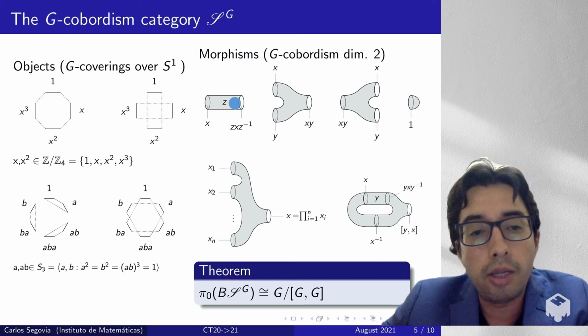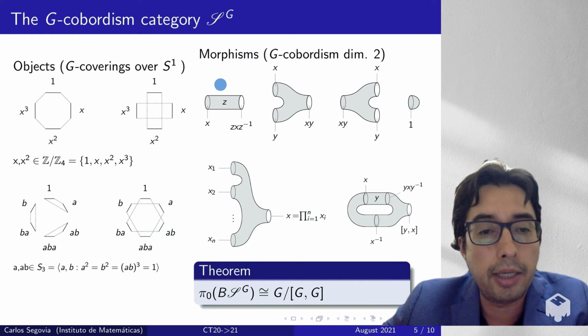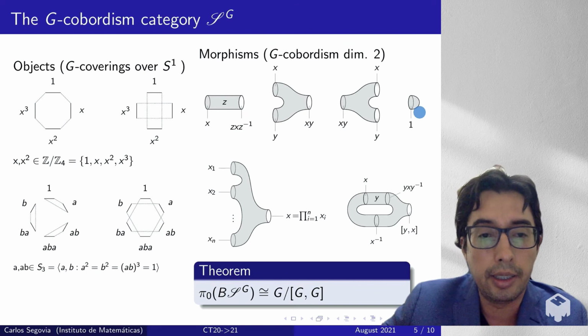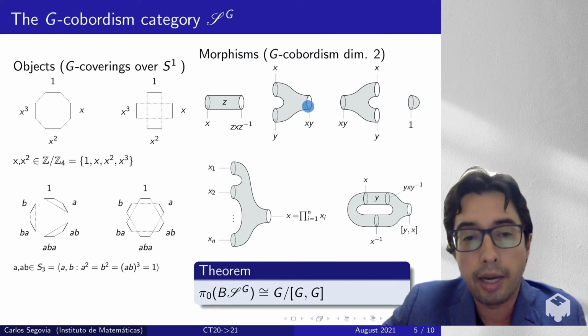For the morphisms, all of them are the gluing of elementary pieces given by principal G-bundles over the cylinder, the pair of pants, and the disk. For the cylinder, there are conjugations. For the pair of pants, there are products.